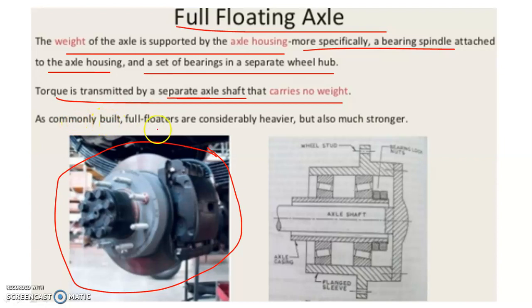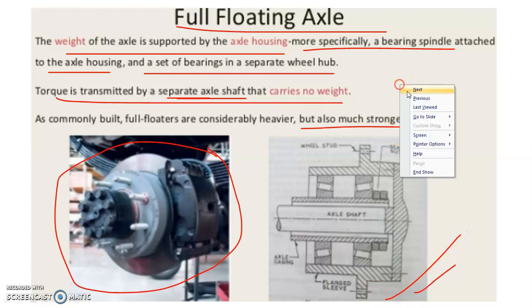Commonly built full floaters are considerably heavier but also much stronger. So these axles are much stronger in shape. So this is a sketch of the full floating type of axle.